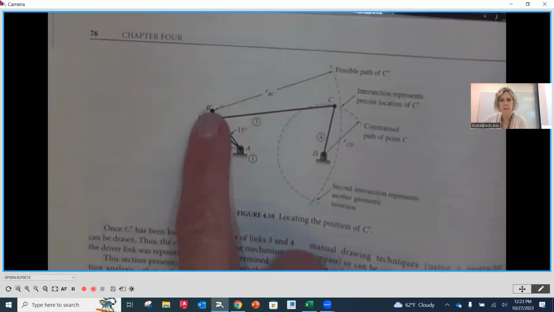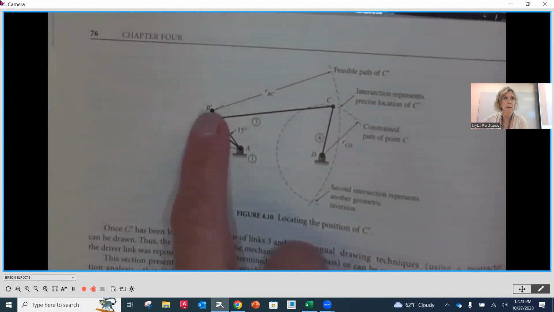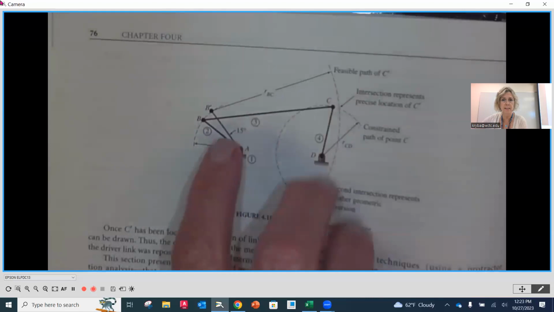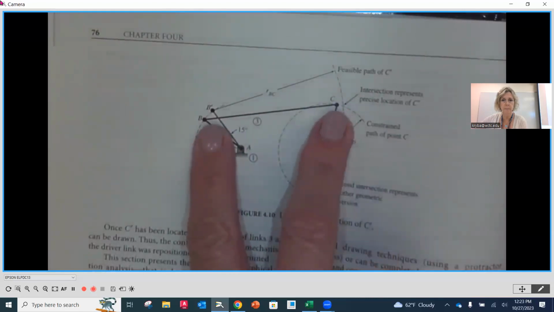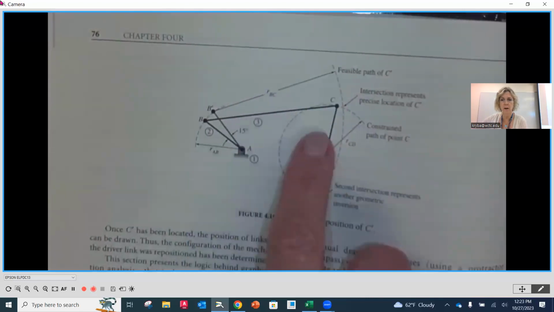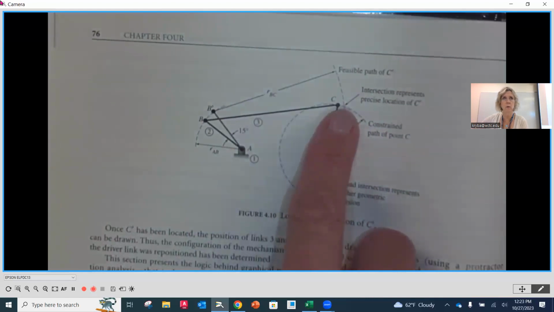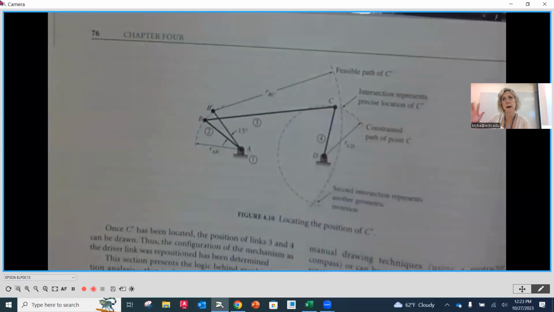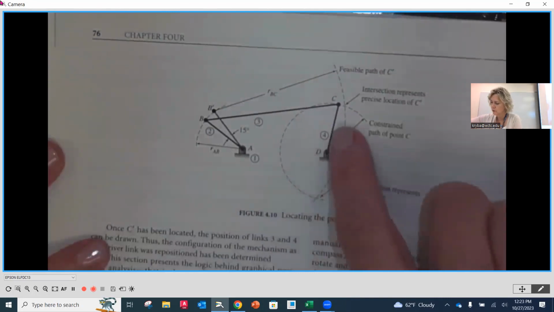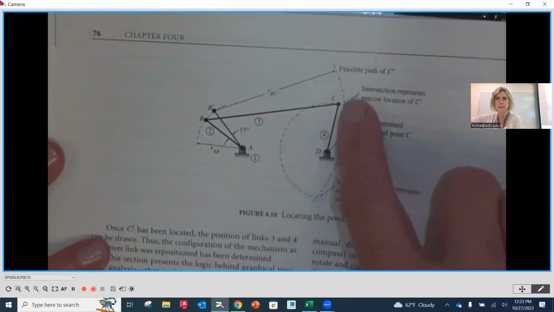So here you'll notice at the new position of B prime they identified, here's the radius of that B to C. And then they strike that arc, and now here's the new position where that intersection is along the path where C is going to go. Now we're going to intersect with that, and then we're going to redraw that entire mechanism. They don't end up redrawing it here in the book, but you can imagine how we would then draw to that intersection. That would be my C prime.